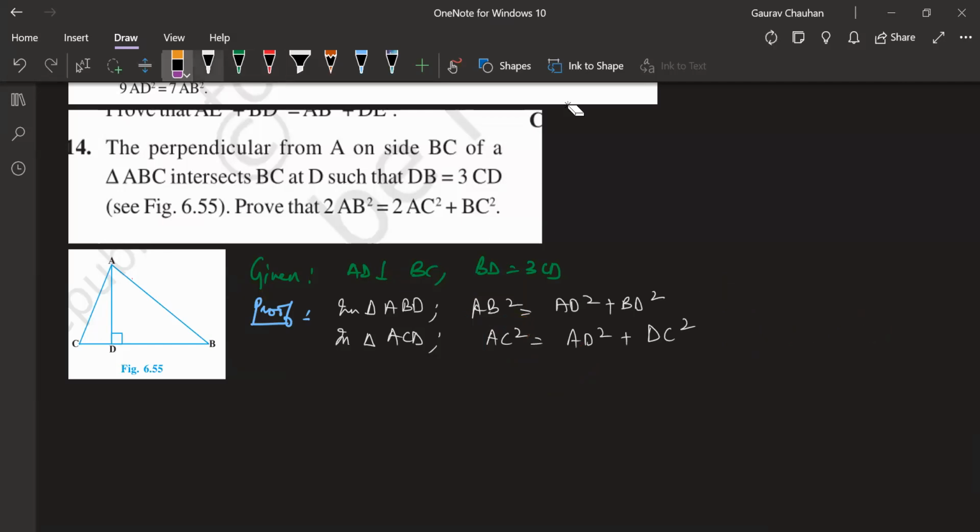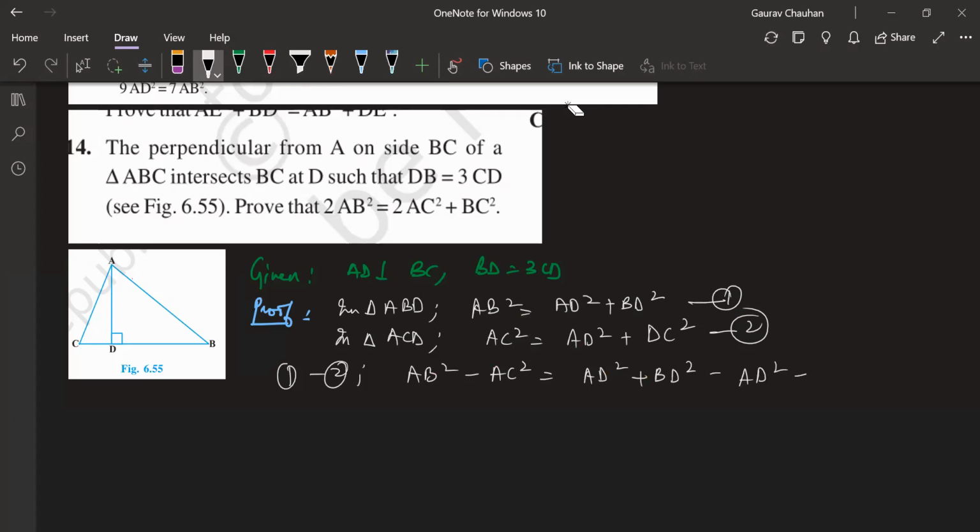So this is my first equation, this is my second equation. I'm going to do first equation minus second equation. I get AB square minus AC square is equal to, oh interesting, AD square minus AD square is gone. Let's write this: AD square plus BD square minus AD square minus DC square. So AD square minus AD square is gone, and you have BD square minus DC square. How can we move this towards BC? This is an important thing.